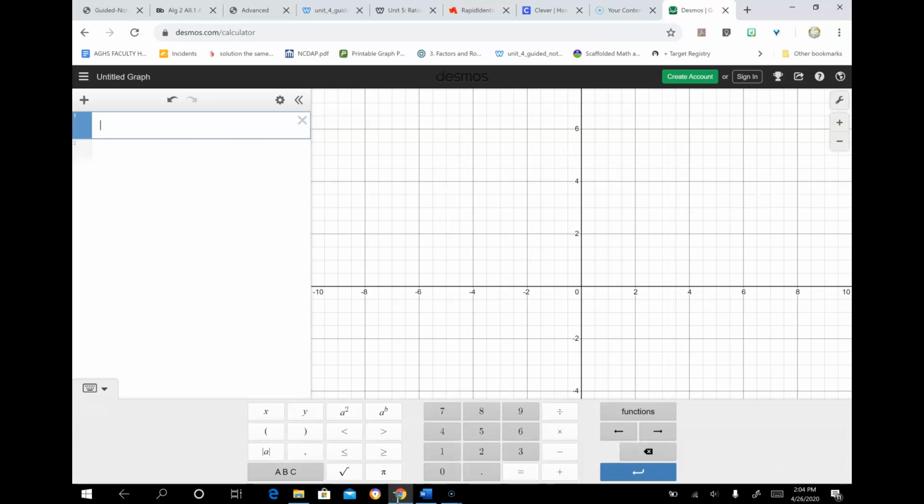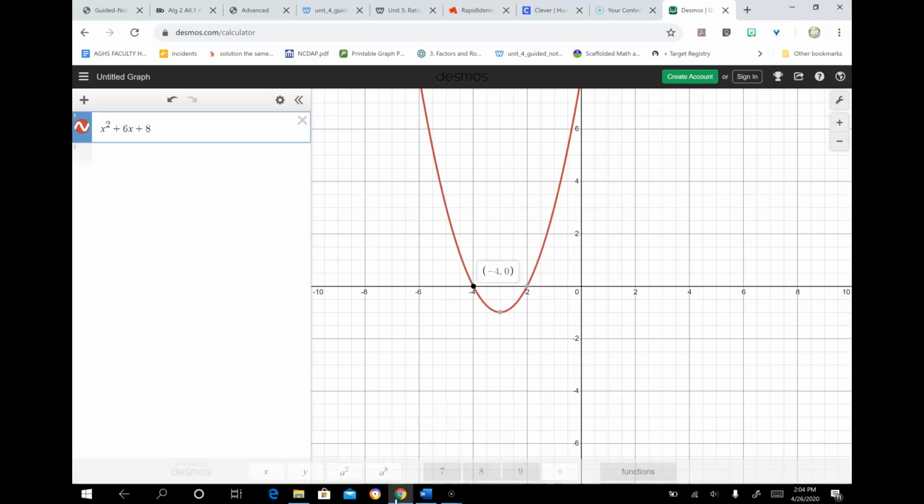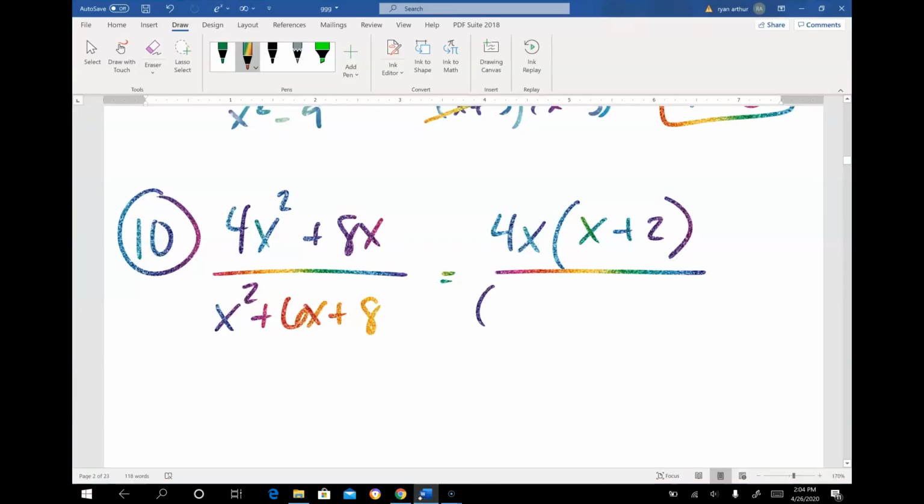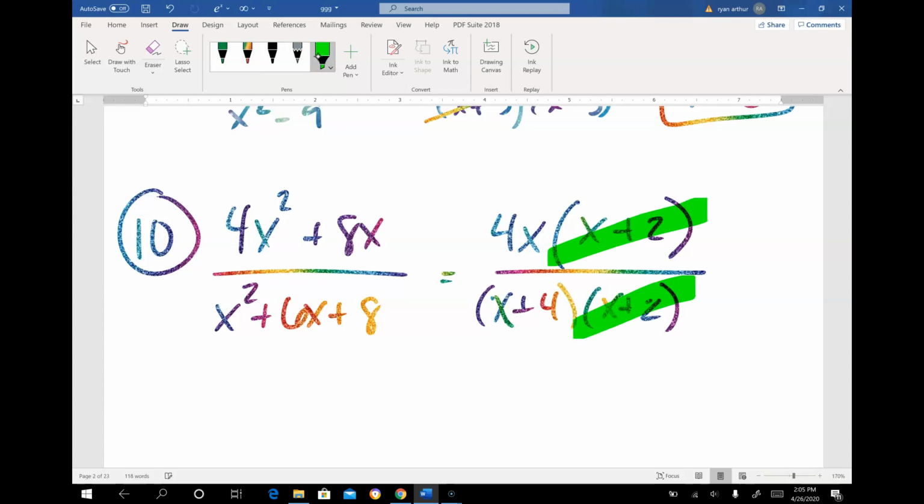The denominator is x squared plus 6x plus 8. My factors here are x plus 4 and x plus 2. The only thing I can cancel out here is x plus 2, x plus 2. So my final answer is going to be 4x over x plus 4.